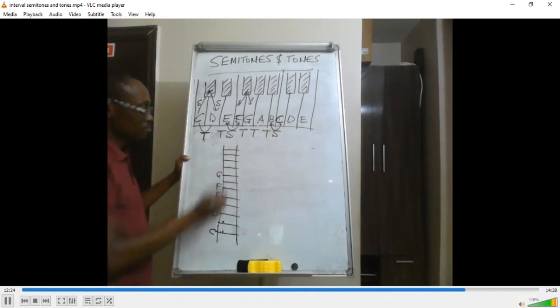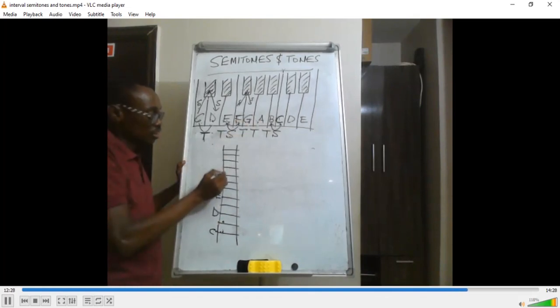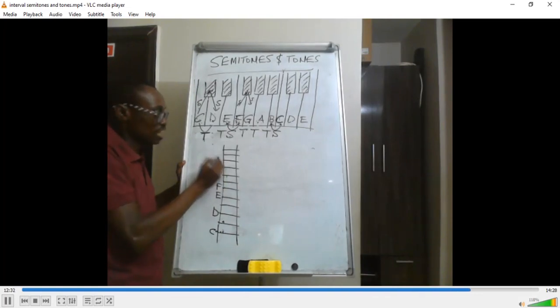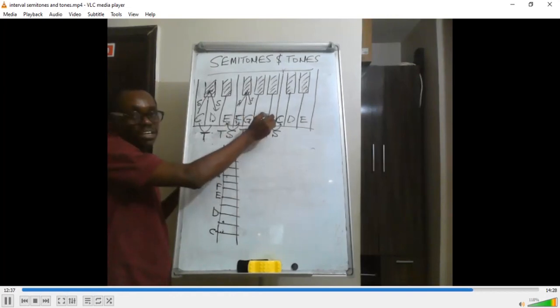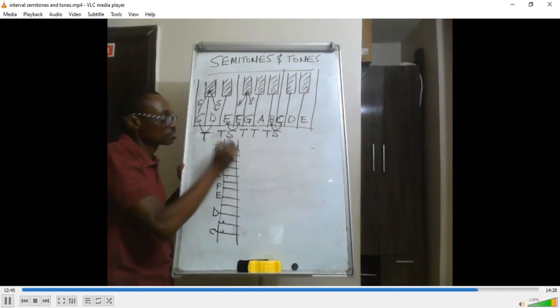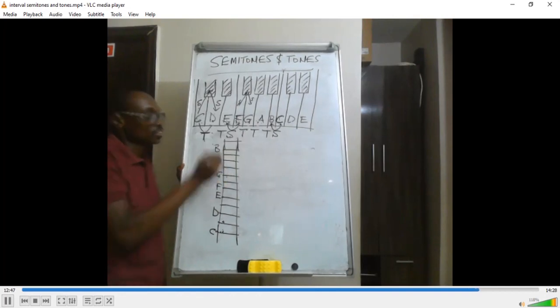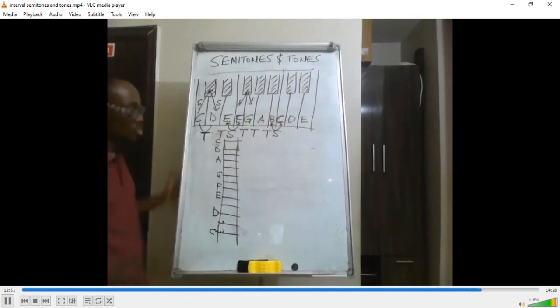Then from G to A, a tone again. So that means from here to here, a semitone. From here to here, a semitone. This is A. Okay. Now, from A to B, the distance is a tone. That implies two semitones. So you move here again. That is B. Okay. So from B to C, the distance is a semitone. So it's just the next row.